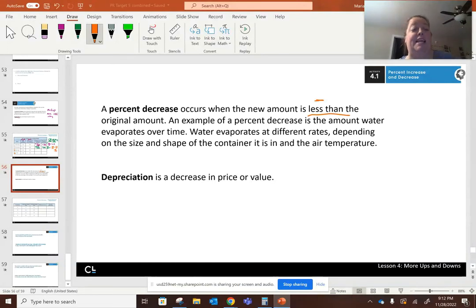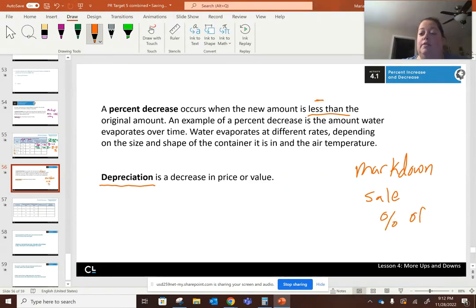We've also seen percent decreases for sales. So it's the same thing. The other word that we also hear is depreciation. It's a decrease in price or value. A lot of times I see, again, this is marked down. So that's when we're going to have a sale or a percent off. And usually we're going to be maybe subtracting from 100. So it'll be less than 100.